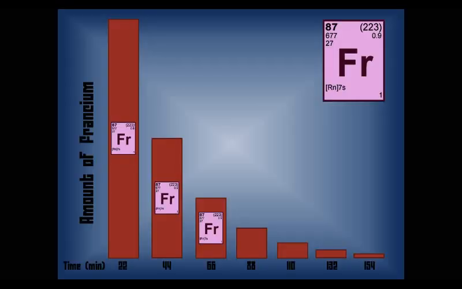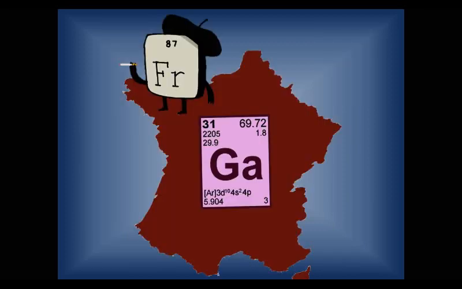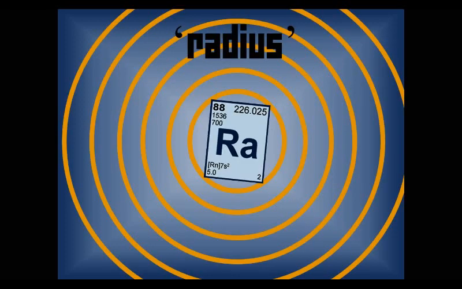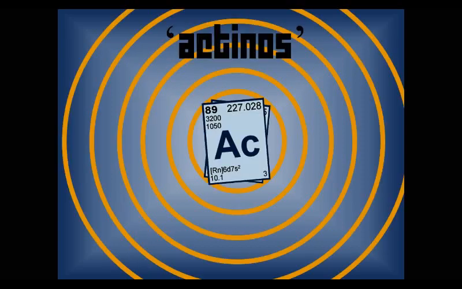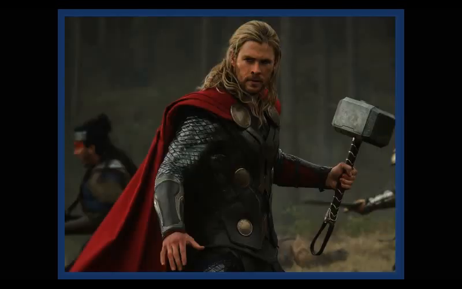With its 22-minute half-life, Francium's name is an obvious reference to where it was discovered, France. Radium, named for the Latin radius, meaning ray, noting the element's radioactivity. Actinium, the first element when ordered alphabetically. Actinium's name comes from the Greek actinos, meaning ray, again noting its radioactivity. Thorium, named for the Norse god Thor.